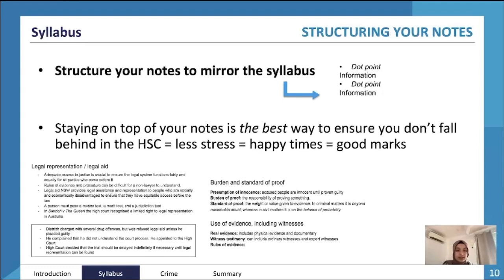For example, we've got legal representation and legal aid, which is one of the dot points, and you put your summary notes under that, and then you go into the next syllabus dot point, for example, burden and standard of proof. Then you have your summary notes. Again, use of evidence including witnesses is a syllabus dot point. Under that, you've got a summary of the notes, so that, for example, a couple of days before your exam or assessment, whatever it is, you can just read over that and have a high-level overview of every single syllabus dot point.